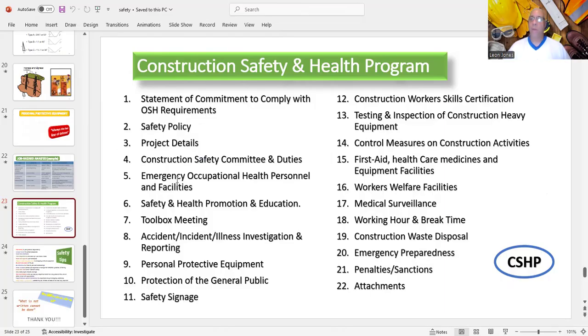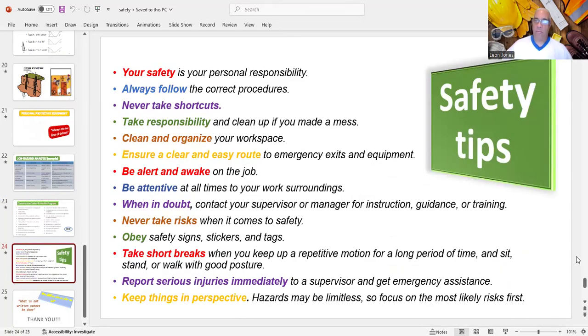And then you have attachments. And then safety tips, very important. Your safety is your personal responsibility. Always follow the correct procedures. Never take shortcuts. Take responsibility and clean up if you've made a mess. Clean and organize your workspace. Ensure you have a clear and easy route to emergency exits and equipment.